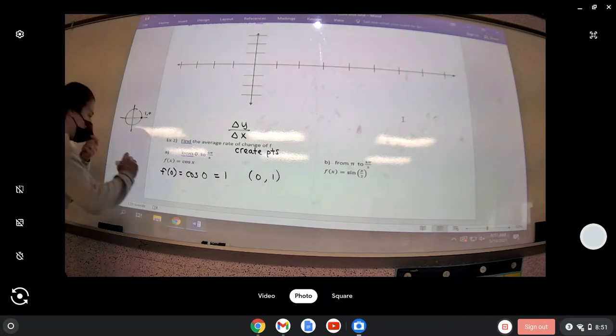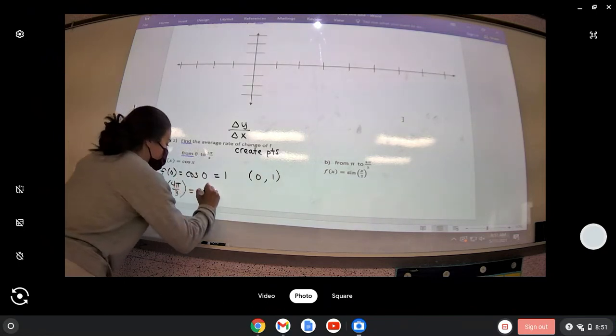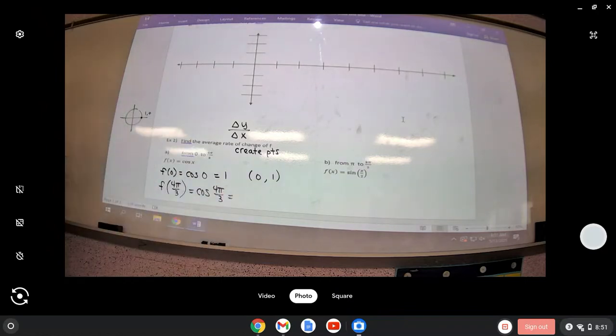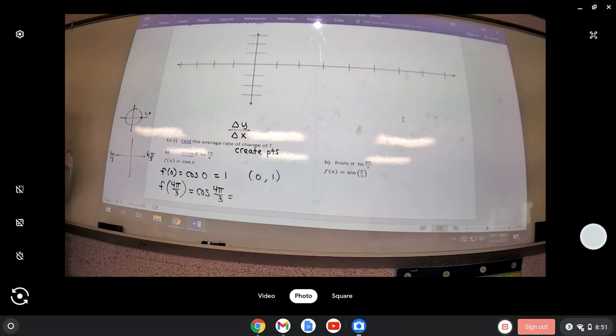All right, now let's plug in 4 pi over 3. f of 4 pi over 3. Now we have to take the cosine of 4 pi over 3. First, you have to find your reference angle and what quadrant you are in. Where does 4 pi over 3 live? Well, this is where 3 pi over 3 lives, and this is where 6 pi over 3 lives. That's pi, and that's 2 pi. So where does 4 pi over 3 live? Does it live in quadrant 1, 2, 3, or 4? It lives in quadrant 4. Oh, sorry, my God, Mackenzie, 3. You're right. So there is 4 pi over 3.